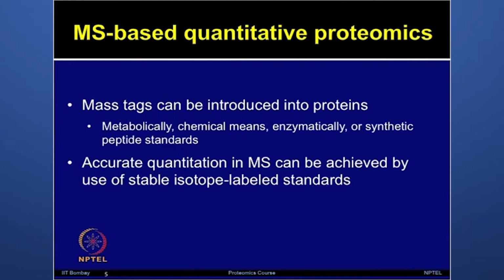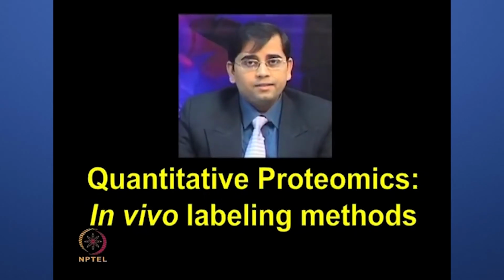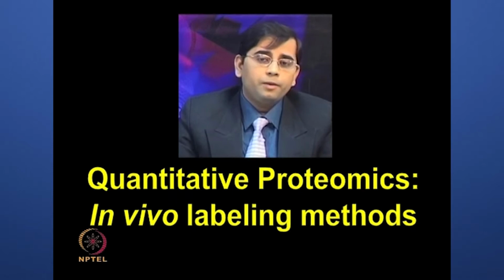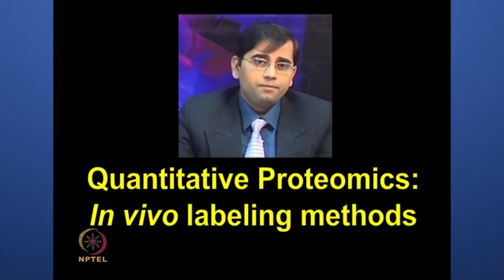These mass tags can be introduced by various methods into the proteins, such as metabolic labeling, chemical means of labeling, enzymatic methods, or by using synthetic peptide standards. The accurate quantification in mass spec can be achieved by use of stable isotope labeled standards. So, there are different ways of quantitative proteomic analysis, in vitro and in vivo labeling methods. In today's lecture, we will focus on in vivo labeling methods.